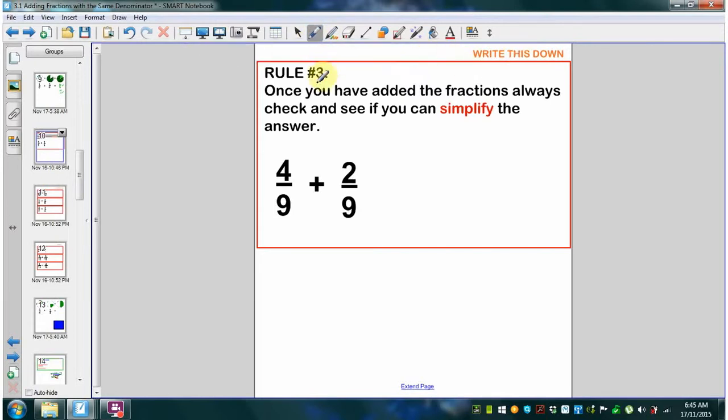Okay, by now you should have this written down. So rule number 3: once you have added the fractions, always check and see if you can simplify the answer. And this is why we practice simplifying so much before we got started on this chapter.